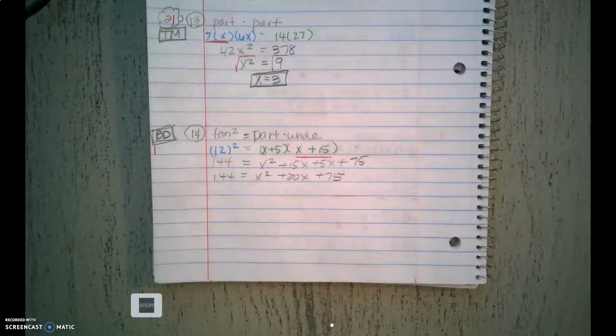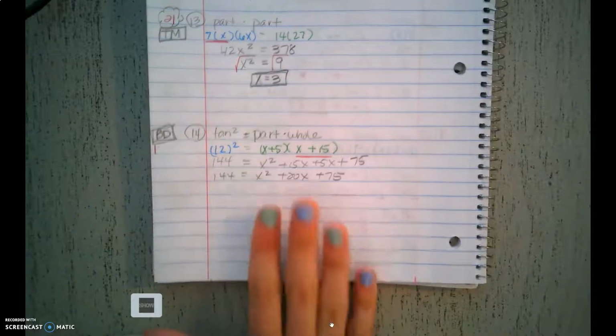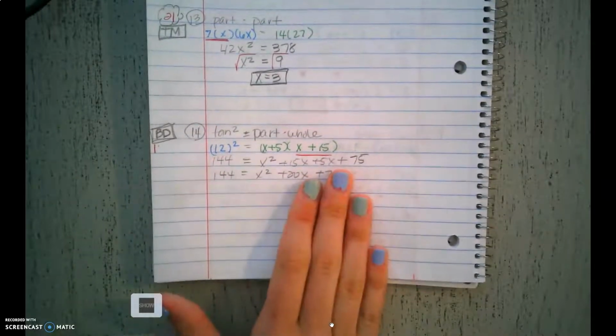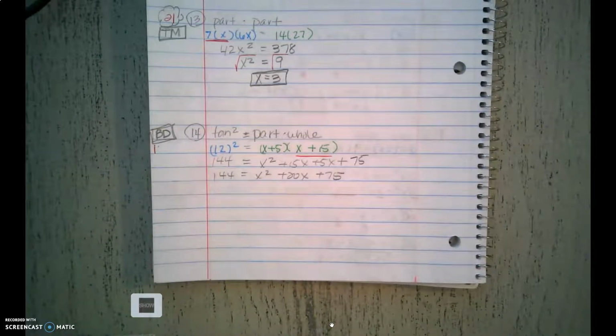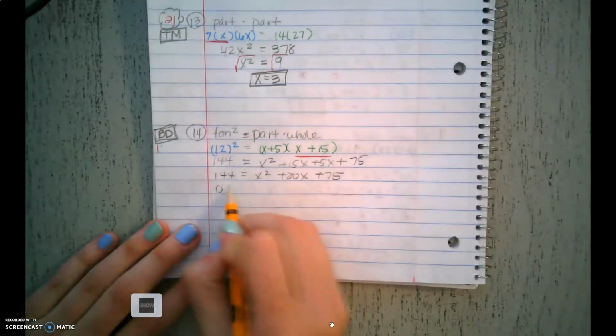Okay, let's resume our review. From that first review, we multiplied this out for question 14. It's a quadratic equation again, so we need to set it equal to 0.